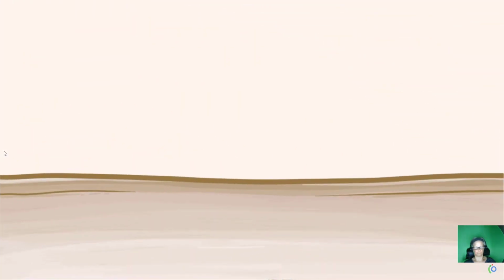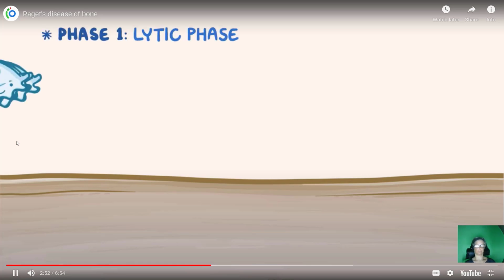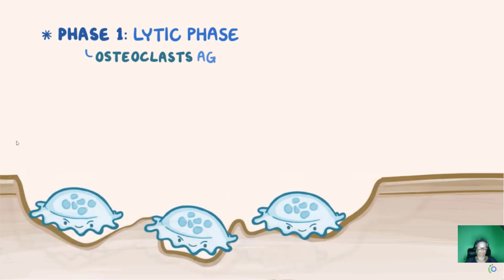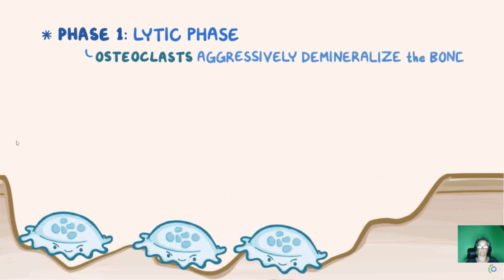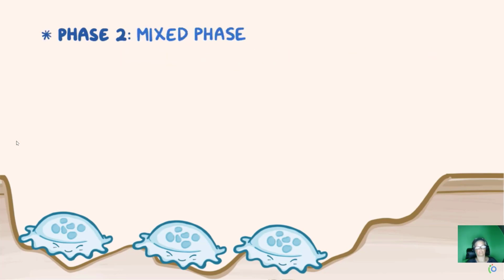Now, there are 3 main phases to the disease. Phase 1 is the lytic phase, and that's where osteoclasts which have up to 100 nuclei start to aggressively demineralize the bone up to 20 times more than normal. Phase 2 is the mixed phase, and that's where the lytic phase occurs alongside the blastic phase.